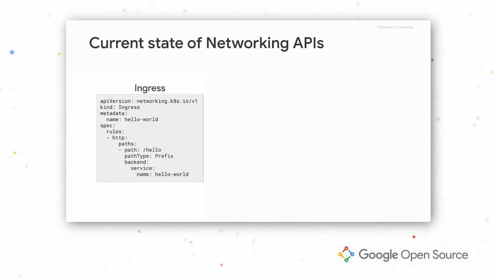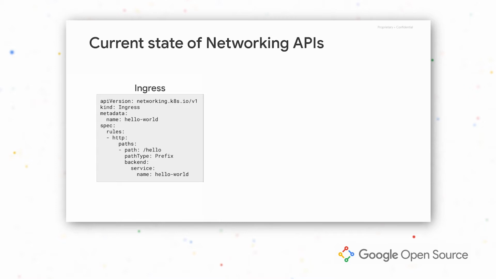Before we get into that, I want to discuss where the Kubernetes networking APIs are at today, specifically with regards to ingress traffic. That is traffic coming from outside of the cluster into the cluster. Kubernetes has provided this ingress resource to do this since the very, very early days of Kubernetes.